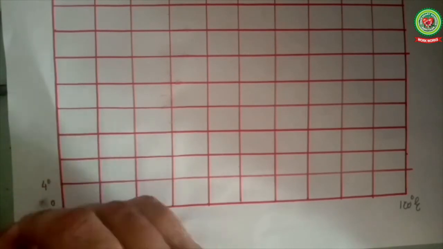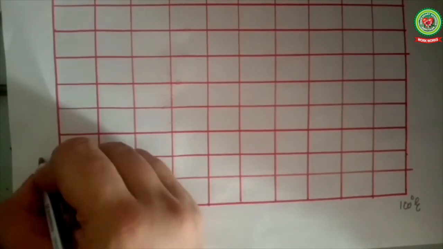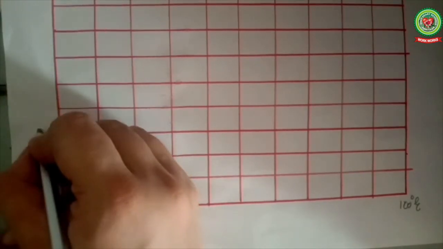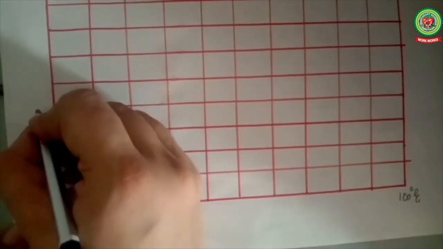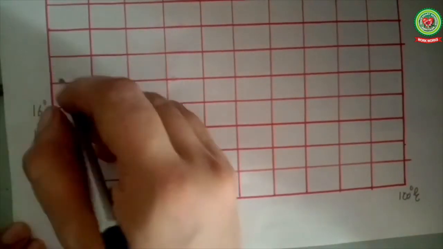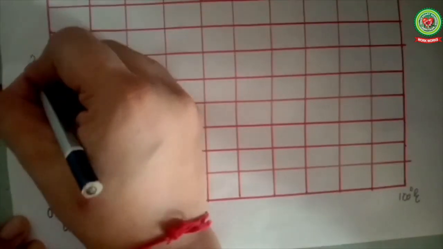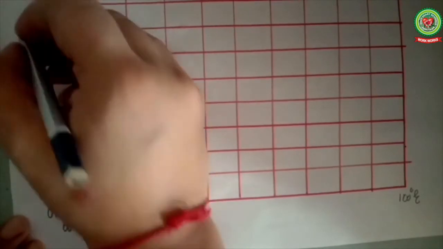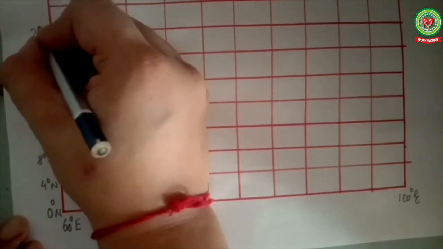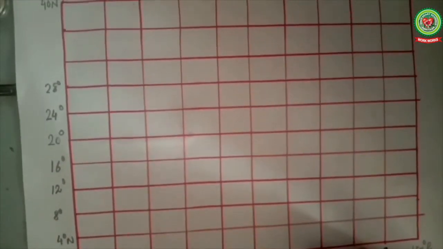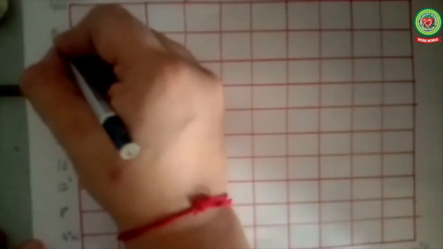Each grid was further subdivided into sections of 4 by 4 dimensions such as 0 degree, then 4 degree north, then further 8 degree, then 12 degree, then 16 degree, then 20 degree, then 24 degree, then 28 degree, then 32 degree, then 36 degree north, and finally 40 degree north latitudes.